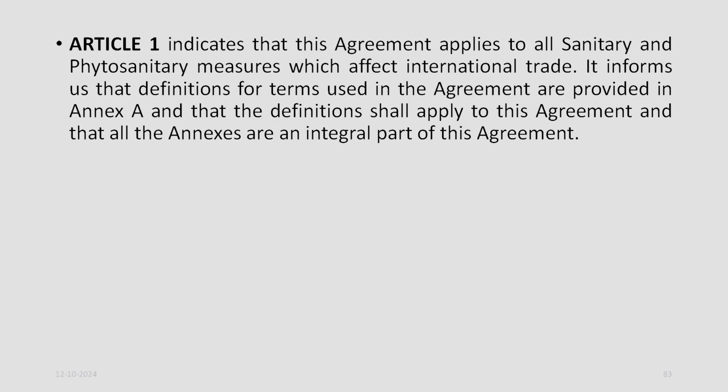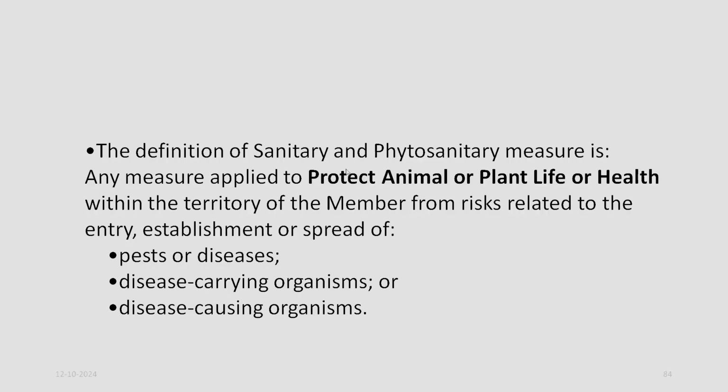All sanitary and phytosanitary measures which affect international trade. It informs us that definitions for terms used in the agreement are provided in Annex A, that the definitions shall apply to this agreement, and that all annexes are an integral part of this agreement. So the sanitary and phytosanitary agreement has various annexures that give further definitions or further classifications of the various categories.